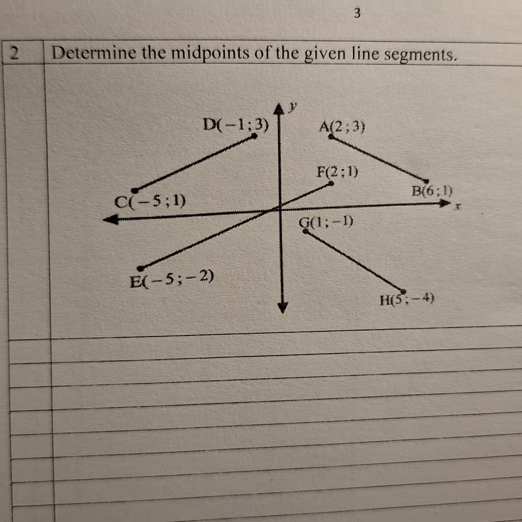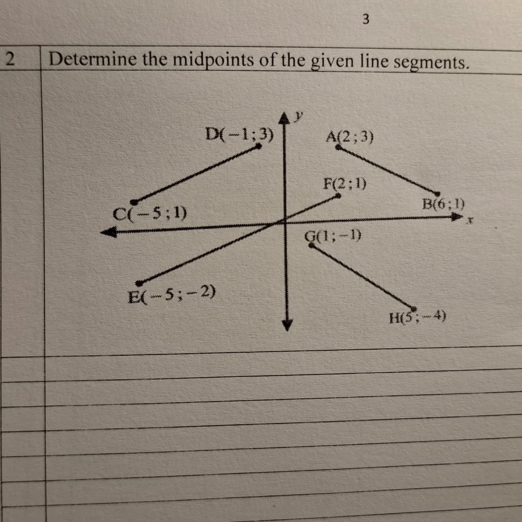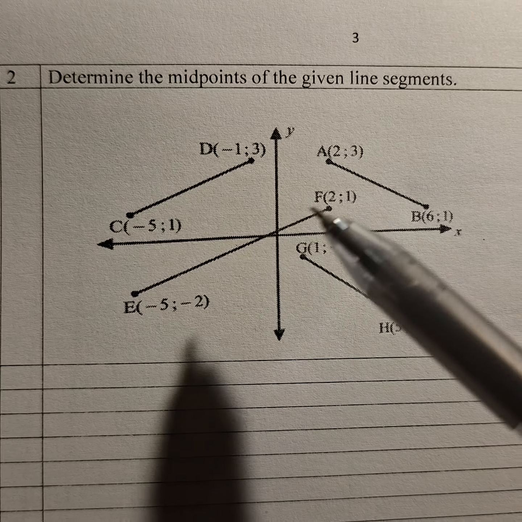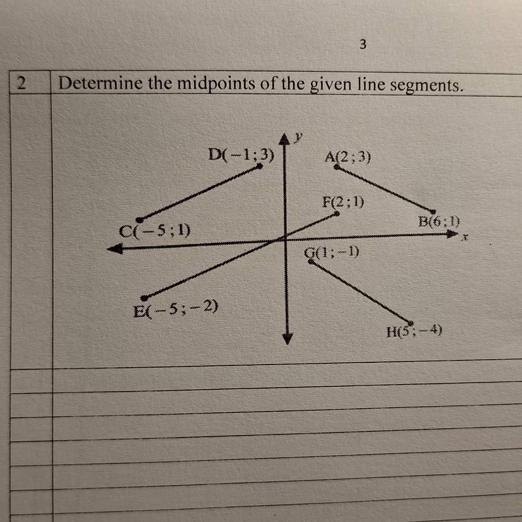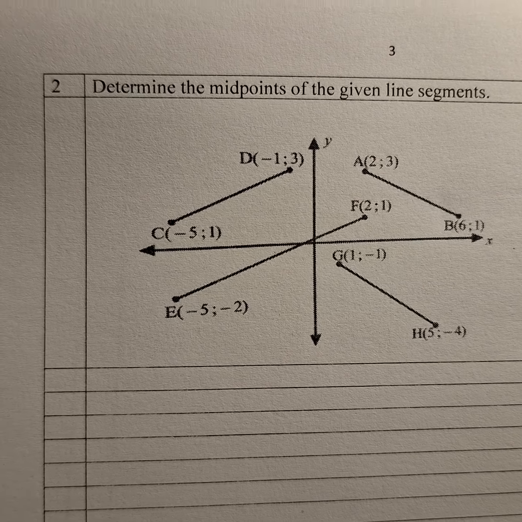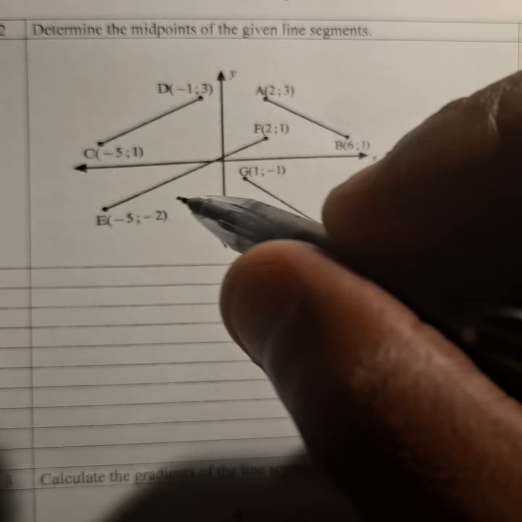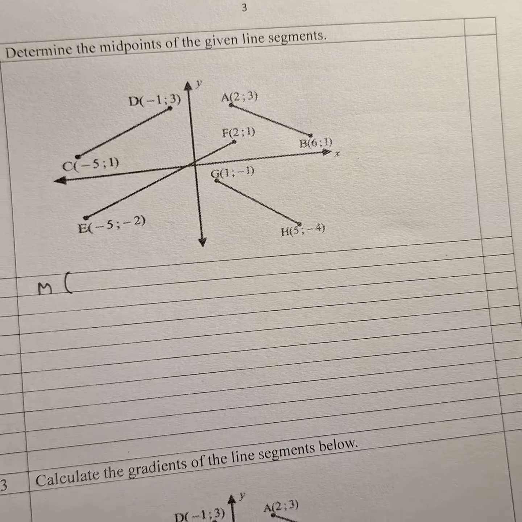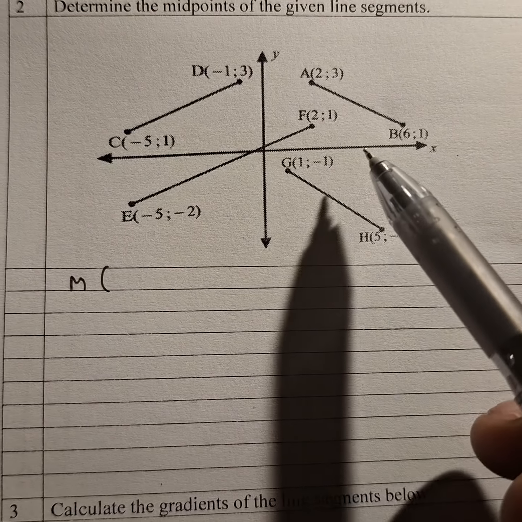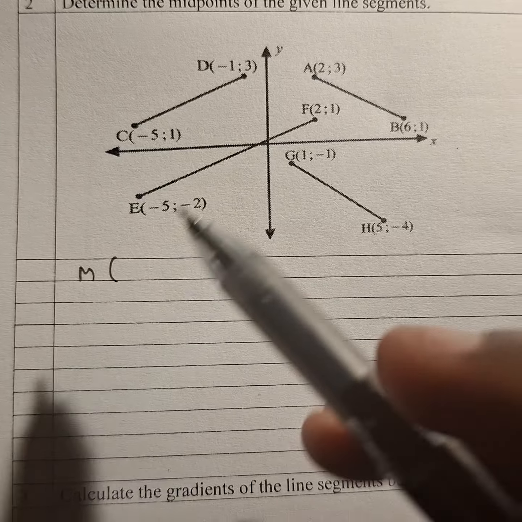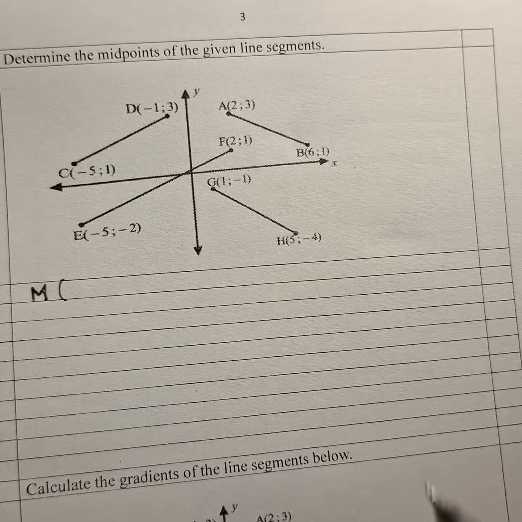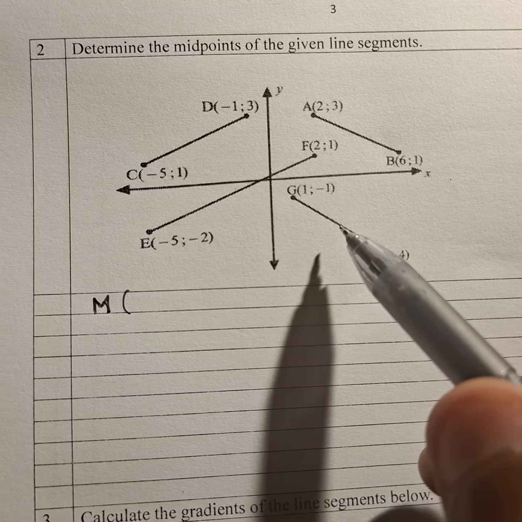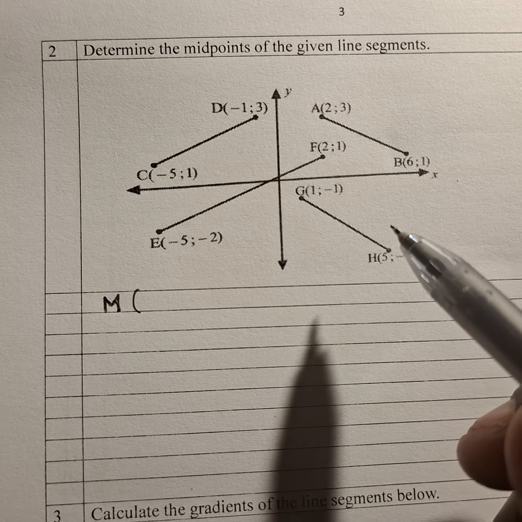So let's look at GH this time round, and for your exercises you can do the line segments for the rest of the other lines. So we are going to find the midpoint of GH. Let's remember that when we find the midpoint of GH, we have our capital letter M, because we don't have a designated actual point that they have assigned.